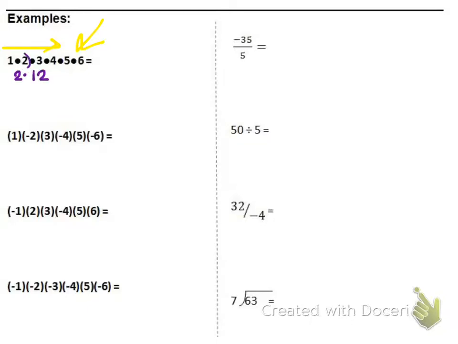So 1 times 2 is 2, and 3 times 4 is 12. 5 times 6 gives me 30. Multiplying through there, I'm going to take 24 times 30, because I get the 24 from the 2 times the 12. And 24 times 30 is very similar to 24 times 3, and then we extend the 0 on the end. So when I take a look at this, I'll get 720.